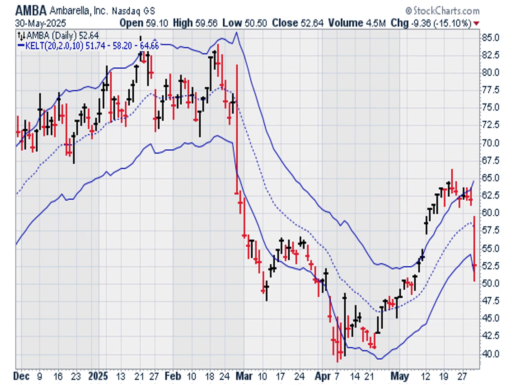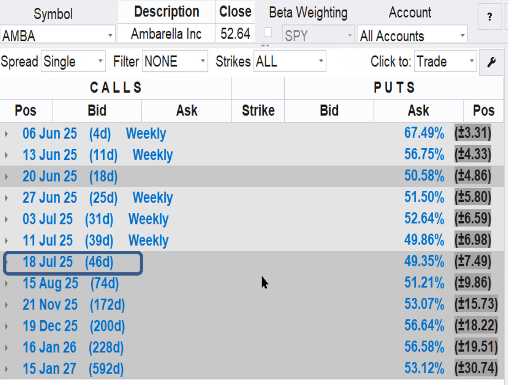Next, we're going to look at a daily chart that displays the Keltner channel. As a rule, we don't want to buy puts if the stock price is below the lower Keltner channel line. Anywhere inside the Keltner channel or even above the Keltner channel is fine. AMBA is above the lower Keltner channel line, so AMBA is inside the sell zone. Since the trend is down, we want to buy a put.